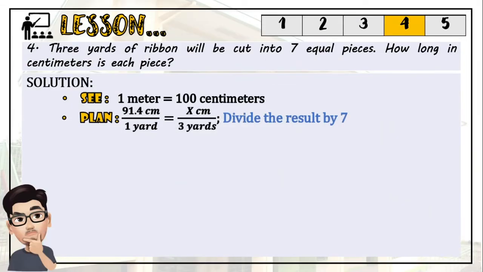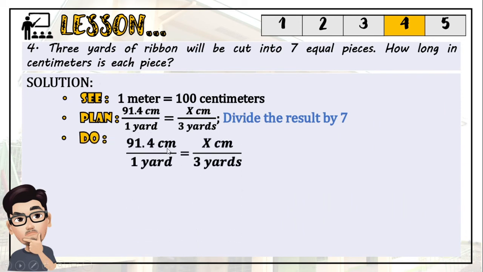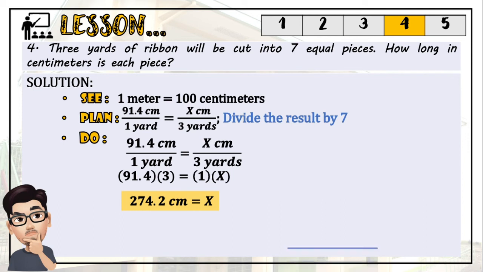So let's now execute our plan. We will first convert 3 yards of ribbon into centimeters. So that will be 91.4 centimeters divided by 1 yard is equal to x centimeters divided by 3 yards. Then cross multiply. We have 91.4 times 3 equals 1 times x. So this will be 274.2 centimeters equals x.